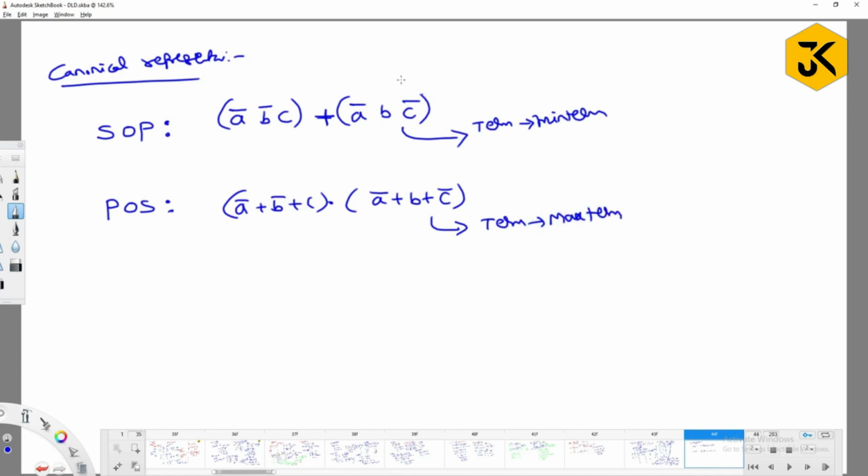And this min term, how are we going to get it? See, observe. This min term result is 1, meaning that in sum of products, a min term represents 1. In max term, it represents the value 0.